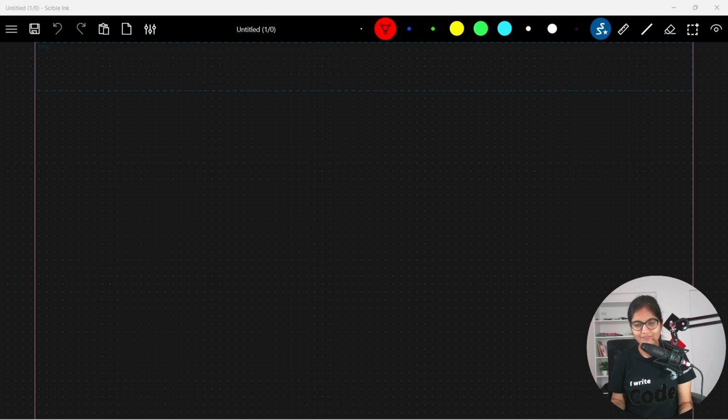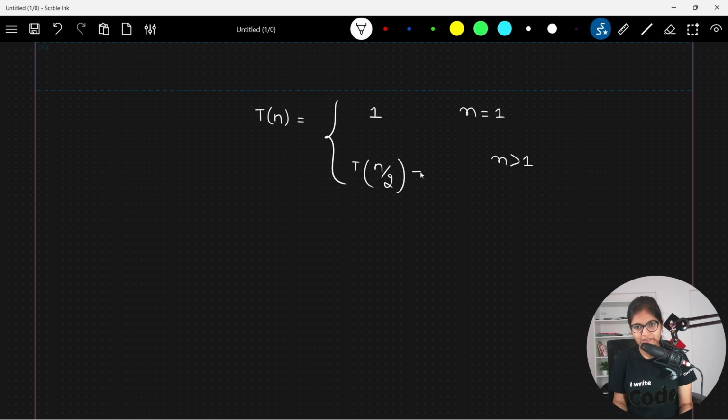Here again, we have a recurrence relation which says that the value of T(n) is equal to 1 when n is equal to 1, and when n is greater than 1, the recurrence relation is T(n/2) + n. So this is the recurrence relation that we have. Now again, we need to solve this recurrence relation using the substitution method.